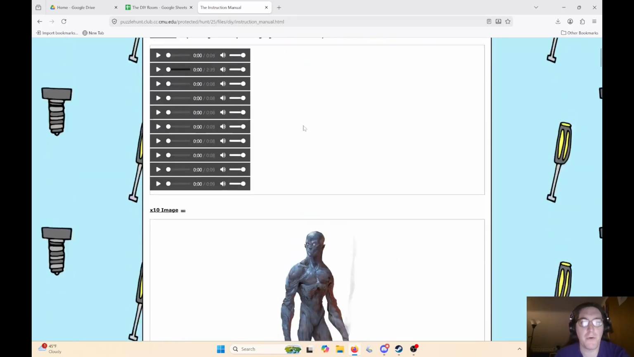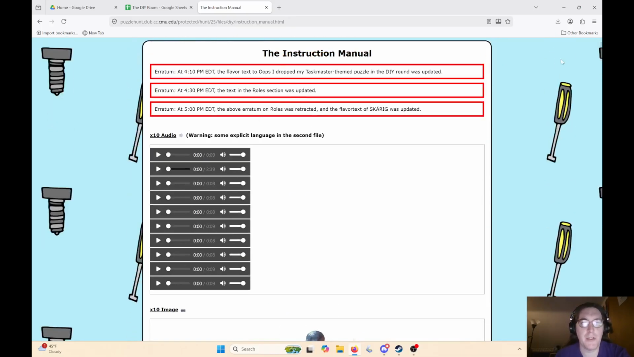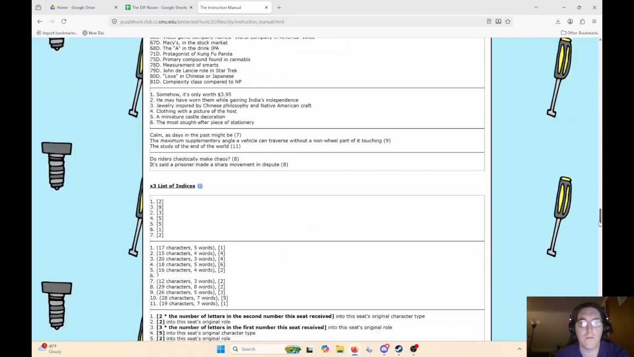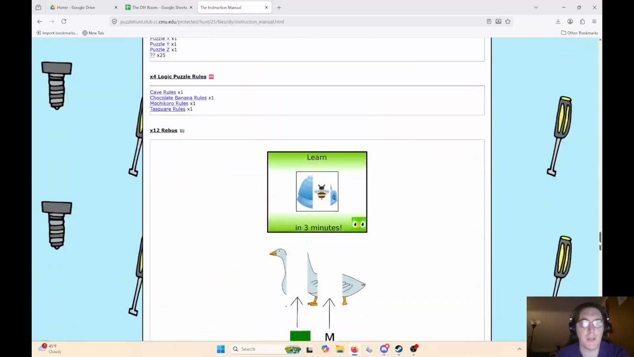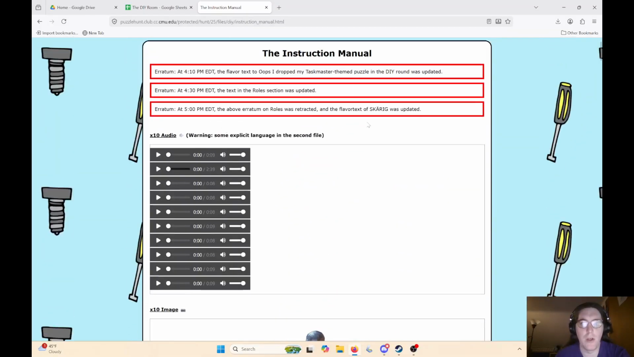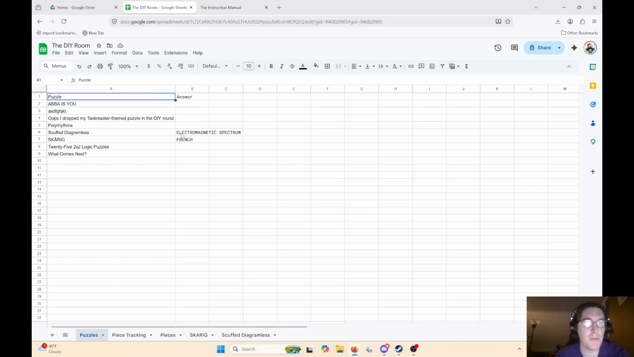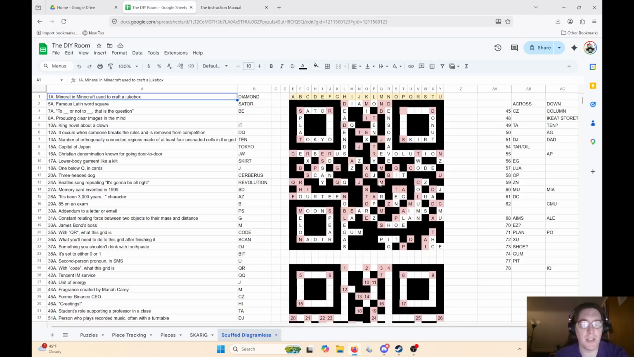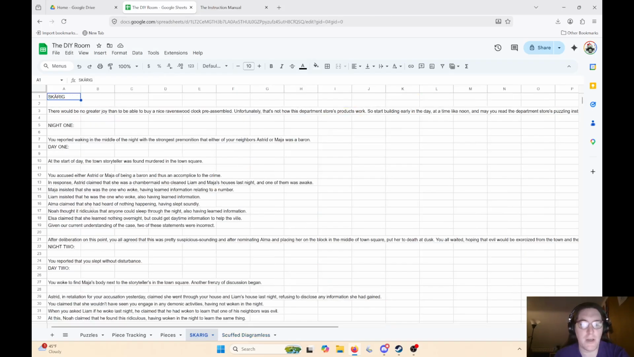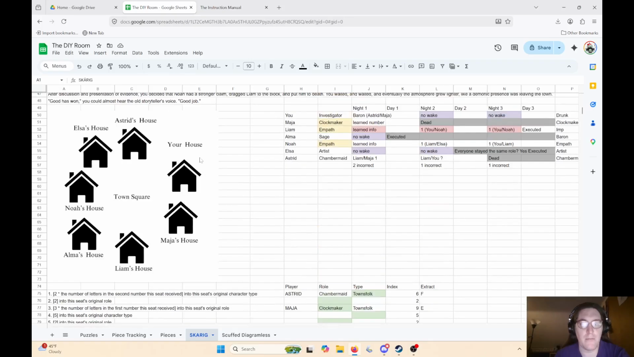Just as a reminder for folks, this is a hunt where all of the puzzles have all their parts mixed together. So everything is mixed together here, and we just have to piece together what the individual parts of each of the puzzles are. Last time we solved two puzzles: Scuff Diagramless and Scarrig. Scuff Diagramless was the diagramless that turned out to be a QR code, and Scarrig was the Blood on the Clock Tower puzzle.